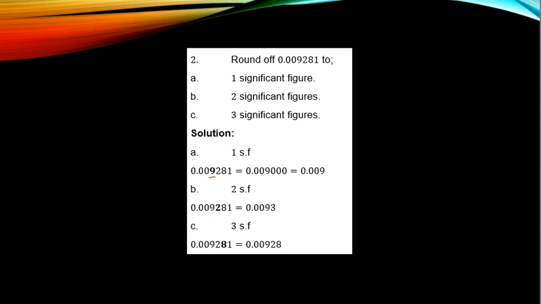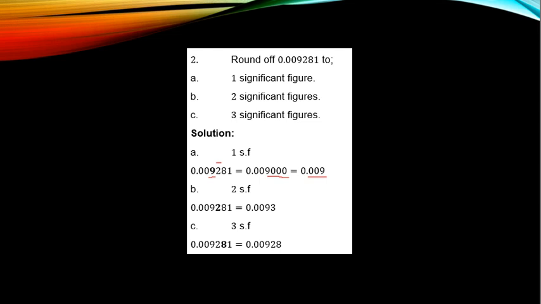If you look at 9, the next digit is 2. So 2 falls in the category of rounding down to 0. If you add 0 to 9, it becomes 9, while 2, 8 becomes 0. And if you know that the zeros after a decimal point mean nothing, the number is 0.009. So you are saying one non-zero number, 9, that is significant.